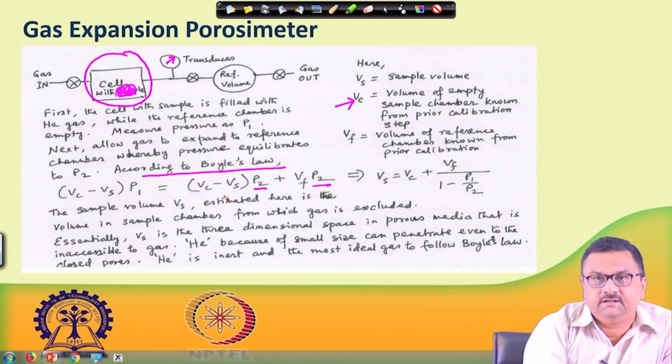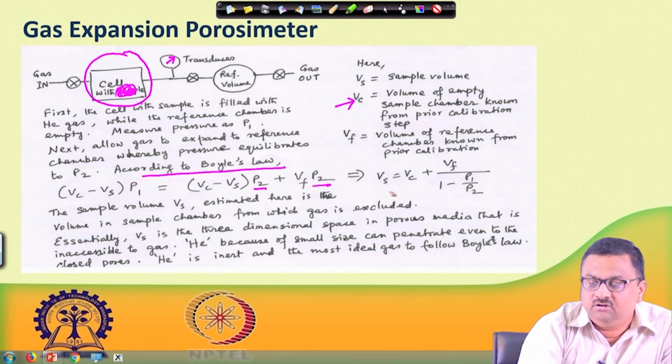That means, after expansion P1 V1 will remain the same. So, if you now use this equation and simplify it, then Vs, the sample volume, will be given by Vc plus this quantity. Now Vc is already known to you, that is your creation, you have created the sample cell. So, you know the volume of the sample cell.